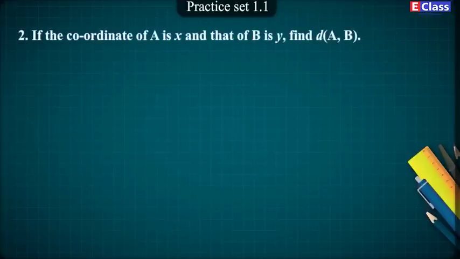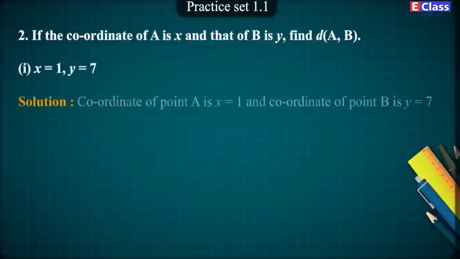2. If the coordinate of A is x and that of B is y, find distance of AB. 1. x is equal to 1, y is equal to 7. Solution: coordinate of point A is x, which is equal to 1. Coordinate of point B is y, which is equal to 7. 7 is greater than 1.